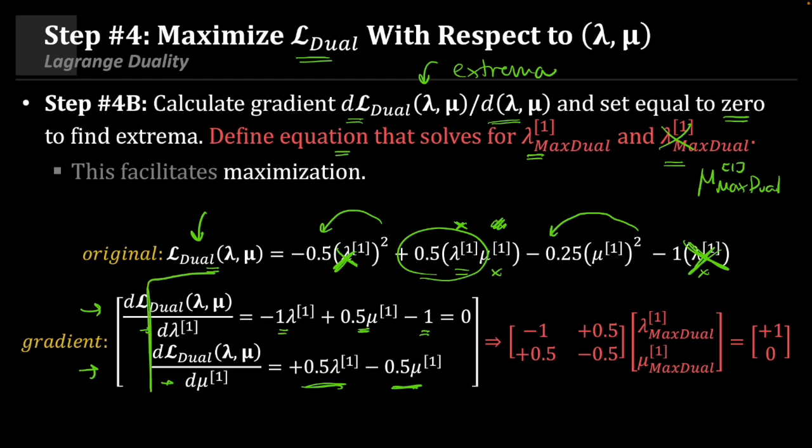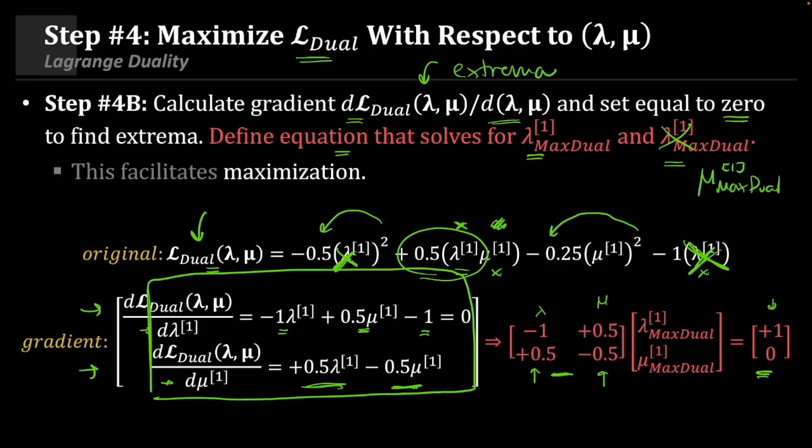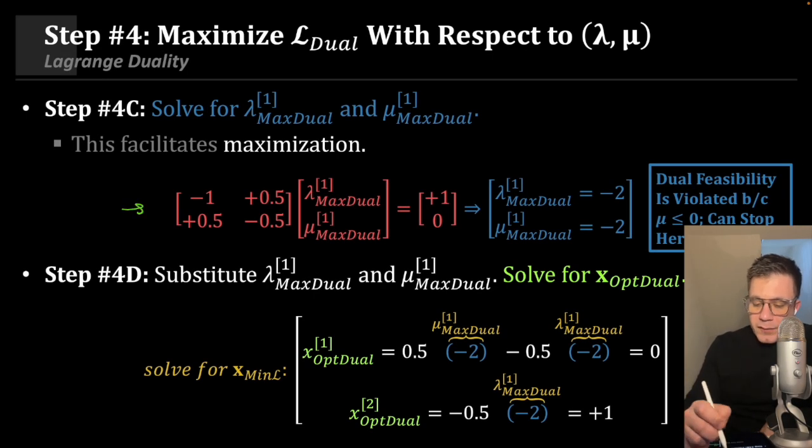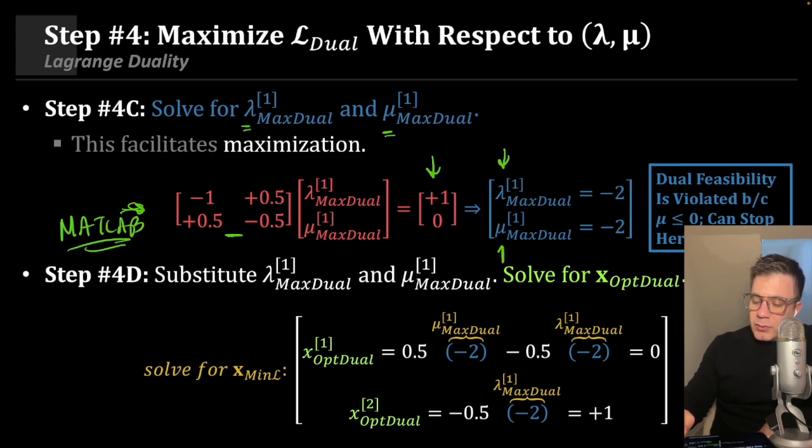Now, if you take a look at these two equations, you can see they may be formulated as such: negative 1 times lambda plus 0.5 times mu equals 1, and 0.5 times lambda minus 0.5 times mu equals 0. And so we can solve this, and that's what we're going to do on the next slide. All right, so we're going to solve for lambda max dual and mu max dual. I just went ahead and typed this into MATLAB and solved. I just inverted this matrix and multiplied by this array over here. And what we end up with are two values that are the same.